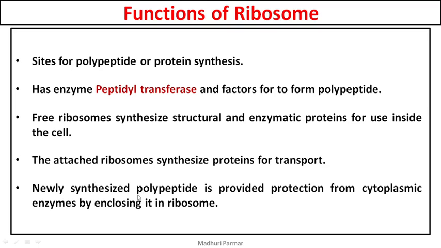Then the newly synthesized polypeptide is provided protection from cytoplasmic enzymes by enclosing it in the ribosome. Normally, in your cytoplasm there are certain enzymes like peptidases and some nucleases. They may degrade your protein before it even forms. To protect it so that it can form properly and then be released, this protection function is also done by the ribosome.